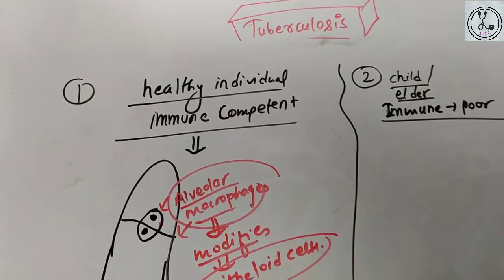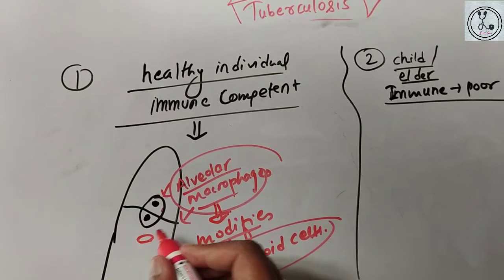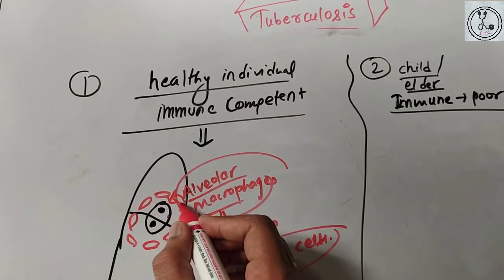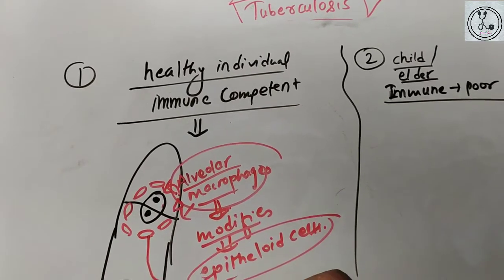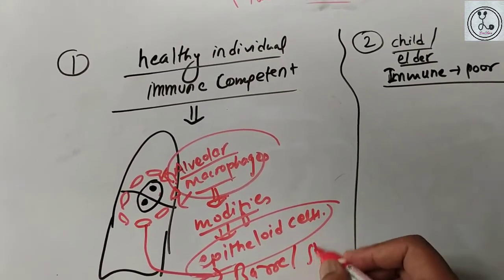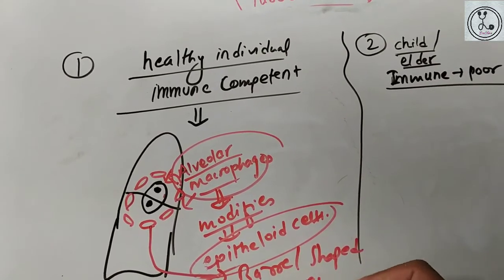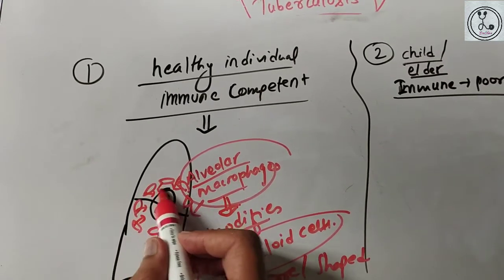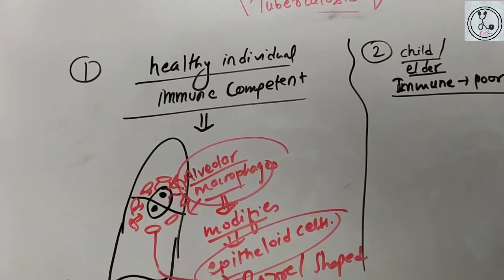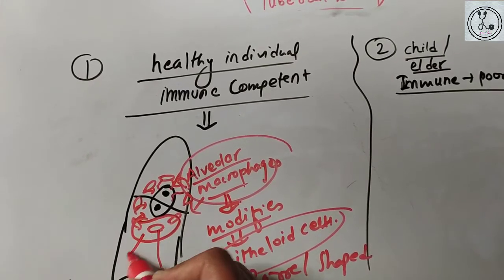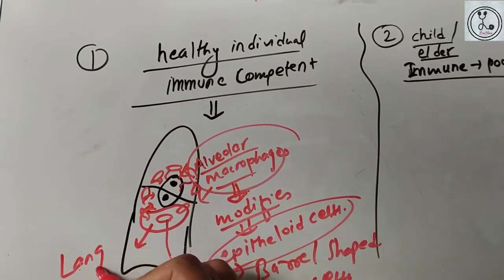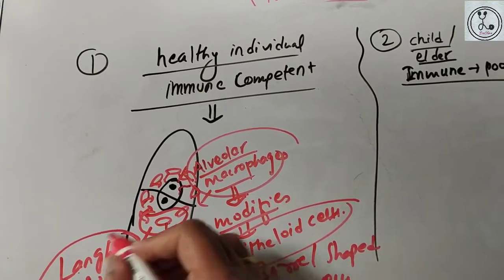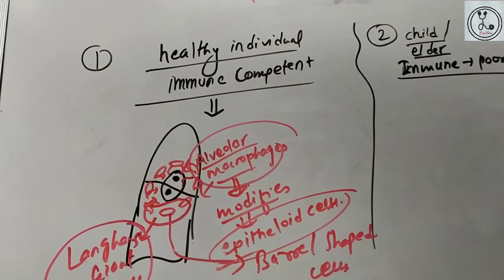And now when they change into the epithelioid cells, they start to secrete a certain kind of enzymes. Let us suppose this is the epithelioid cells. So these are basically the barrel shaped cells, and now the epithelioid cells start to release certain kinds of enzymes, and some of the epithelioid cells fuse together and also form the Langhans giant cell.